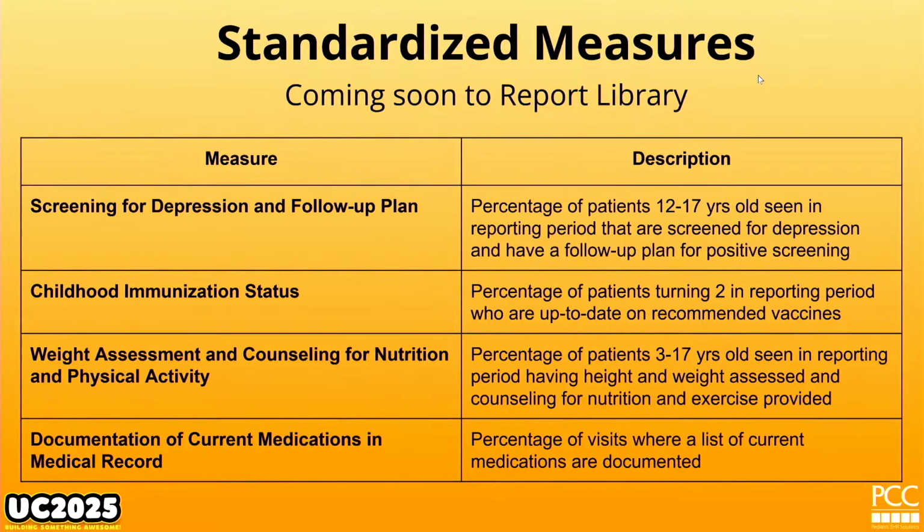All right, coming soon in the report library. We're working on these now, and this is planned for the next release, the fall release. Screening for depression and follow-up plan, and you can see the measure description here. Childhood immunization status, weight assessment, counseling, documentation of current meds in medical record.